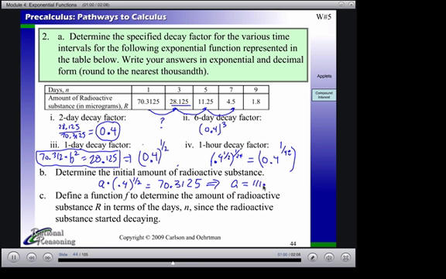111.17. That's what I heard. Is that right? 111.17? So, if we want it in terms of days, if n is the number of days, our initial amount is 111.17. Is that what you said? If it's number of days, then we're going to have n out here, and we're going to have the 1-day growth factor. What is it?